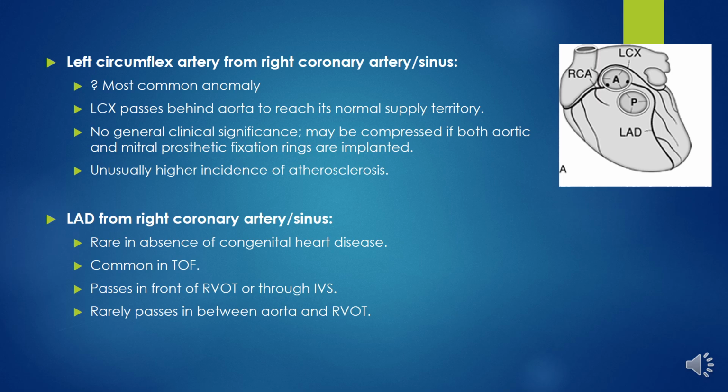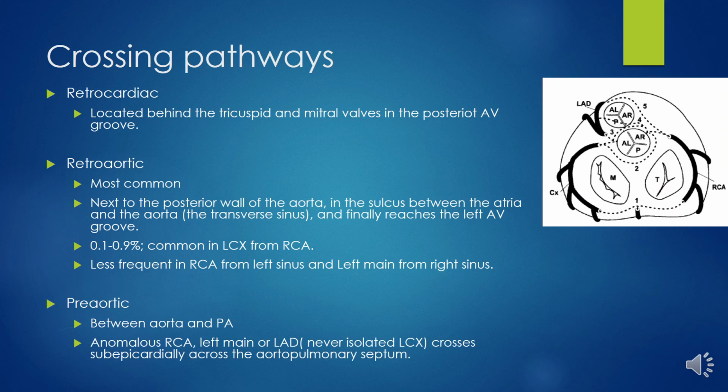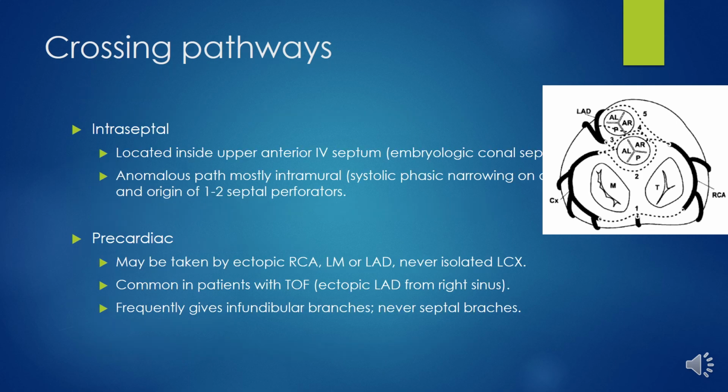So this is left circumflex artery from the right sinus, and LAD from the right coronary sinus can happen. And there can be crossing pathways which could be retrocardiac, retroaortic, and preaortic. And the crossing pathways could be interseptal and precardiac.